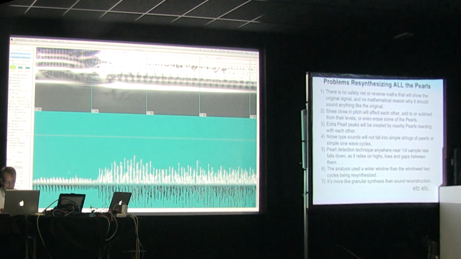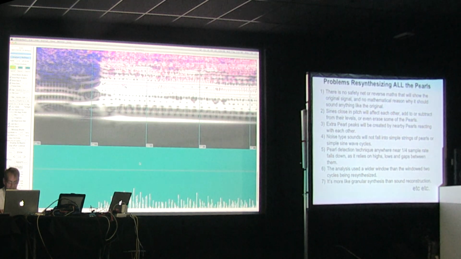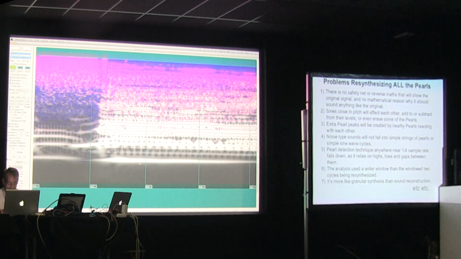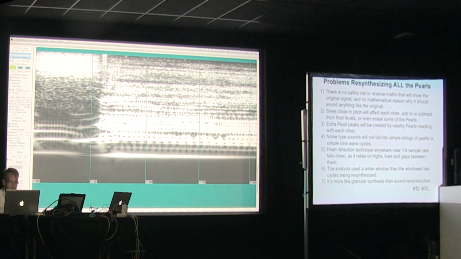Right, let's just bring down the contrast a little. So that's the input signal there. This is what we've got as our analysis. I'll take the dots out of the way so you can see the raw analysis. You can see, I'll play you what the original is.